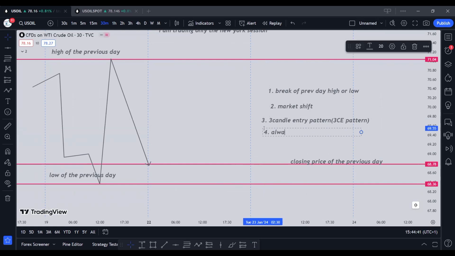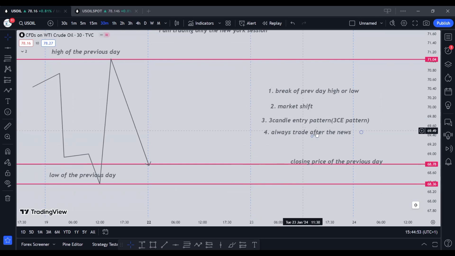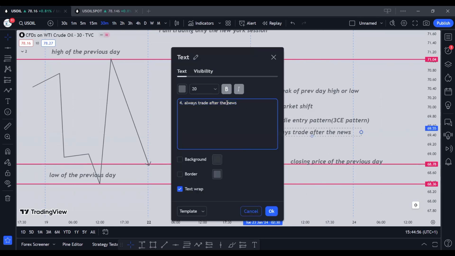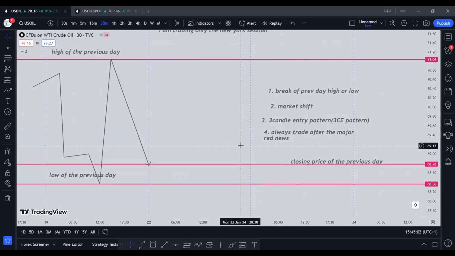Number 4, always trade after the news. I will show you how to check the news. Always trade after major red news. After the major red news, I will show you how to check major red news for that pair. If you are trading in your session, you should be looking at, for USD pairs, USD news and Canadian news. USD news and Canadian news, very important. So you are getting me now, right? Good. So these are the things I'm looking for.